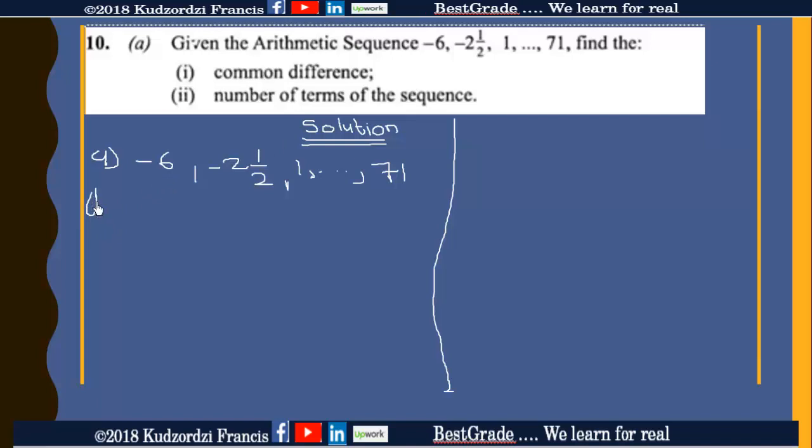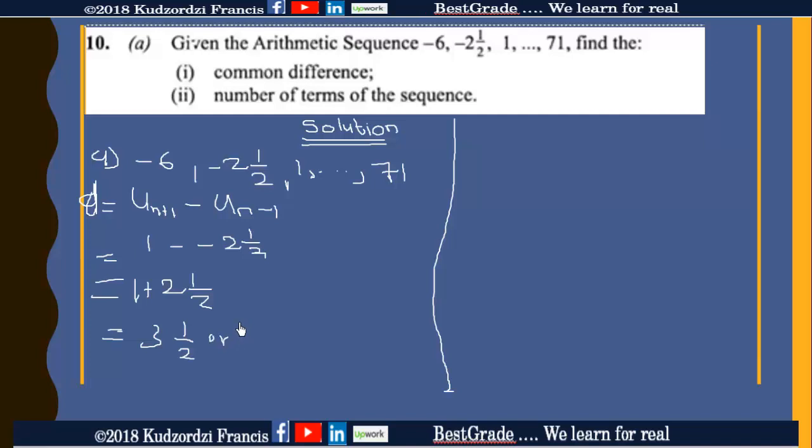You know the common difference D is equal to the subsequent term minus the previous term. So let's say the subsequent term is 1 and the previous term will be -2.5. So this will be equal to 1 plus 2.5, and this will be equal to 3 whole number 1/2, or 7/2.